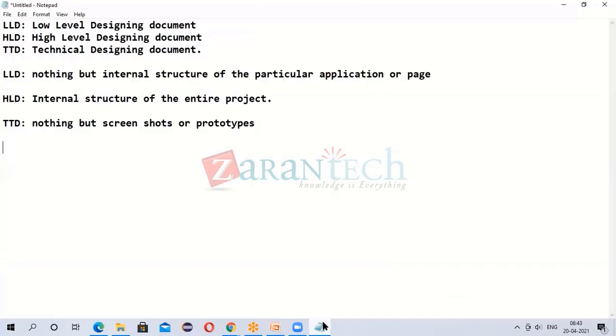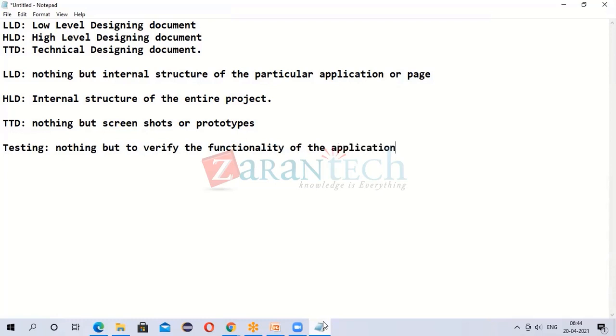Is my screen visible? I have opened Notepad. Can you read what I'm typing? Testing: nothing but to verify, to check the functionality of the application. That is what we discussed in the first session, right?